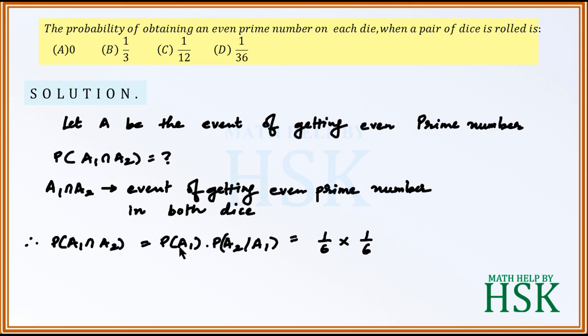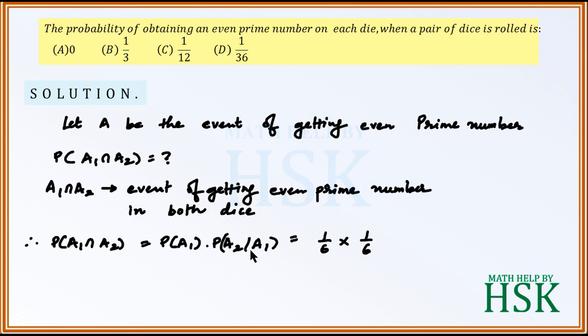And it should be noted here that probability of A1 would be equal to 1 by 6 because the total outcomes which are possible are 6, and only one outcome is favorable, that is the event of obtaining 2, that is an even prime number.